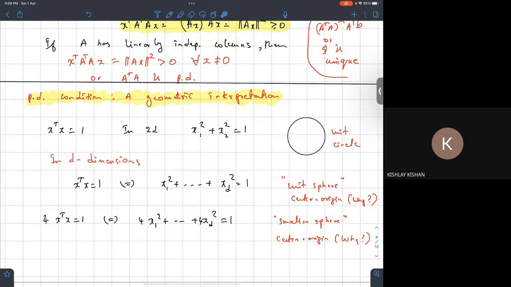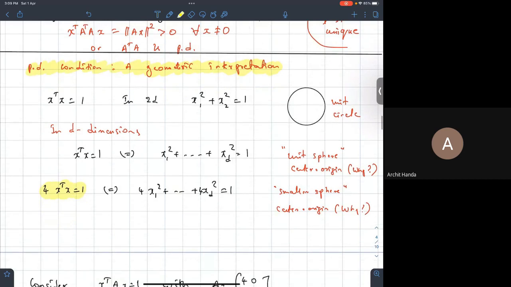Now, instead of this, if I scale all of the coefficients by 4, then I get a smaller sphere. Clear? Because this is equal to 1 by 4. The radius becomes smaller. Again, centered at origin, that's fine.